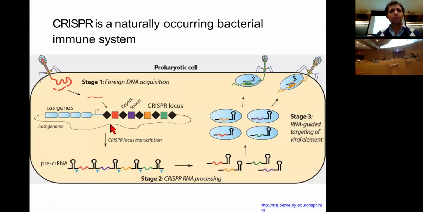And what she realized is that when she started blasting these colored elements to the NR database, the non-repetitive database, she saw that they were mapping to viruses. And from that moment, she said, aha, this is a viral defense, this is an antiviral defense mechanism for bacteria.